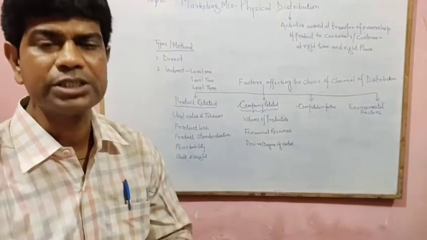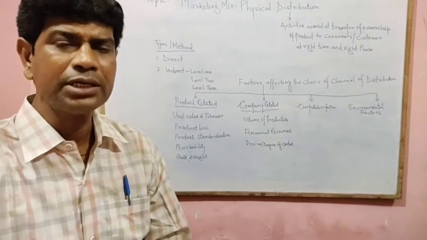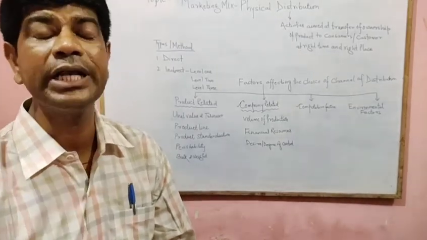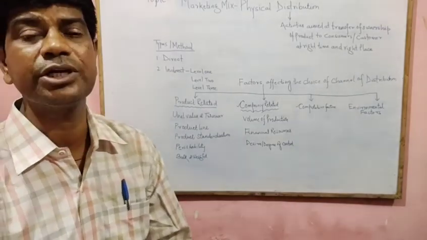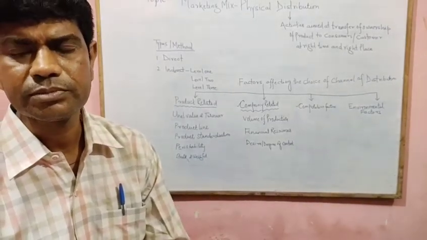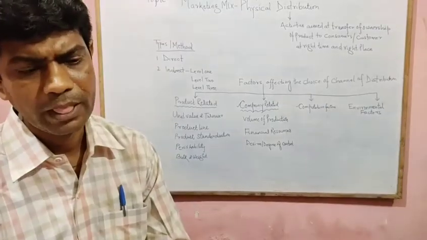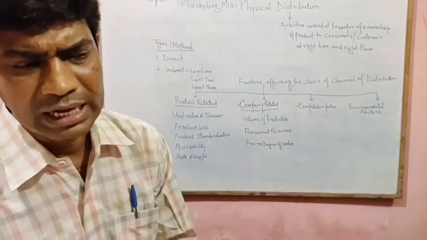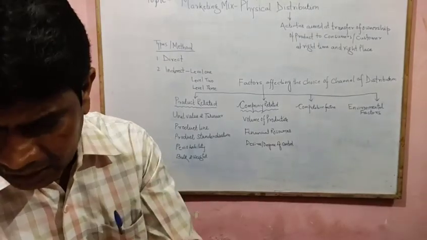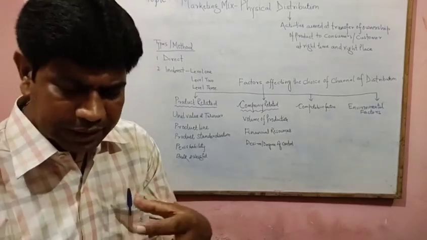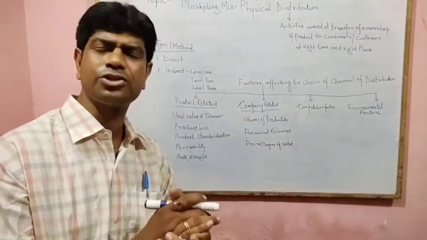They operate on a small scale and they cannot bear the cost of investing in a direct outlet or retail outlets. Second consideration is about financial resources. Financial resources do affect a company which has a very strong financial position. They can afford to distribute their product through direct channel because they are financially strong.